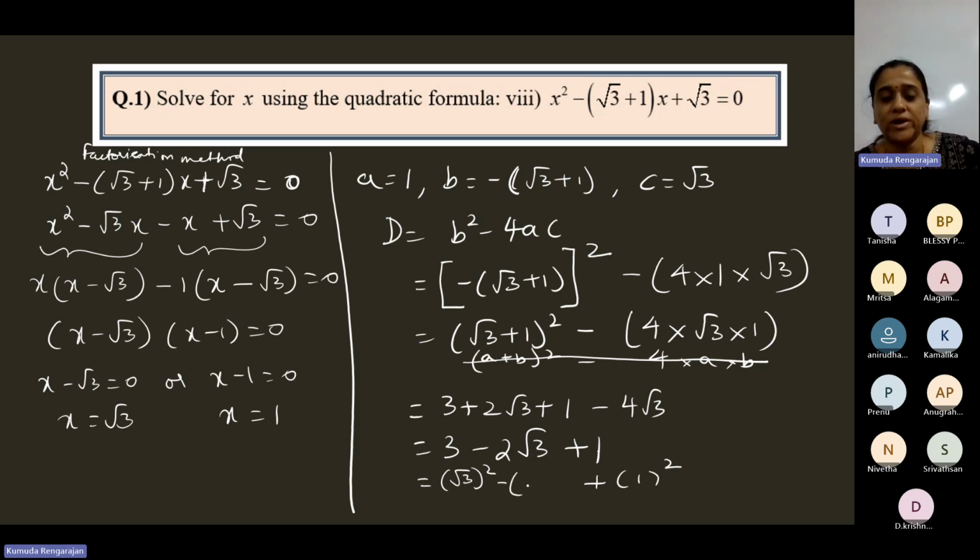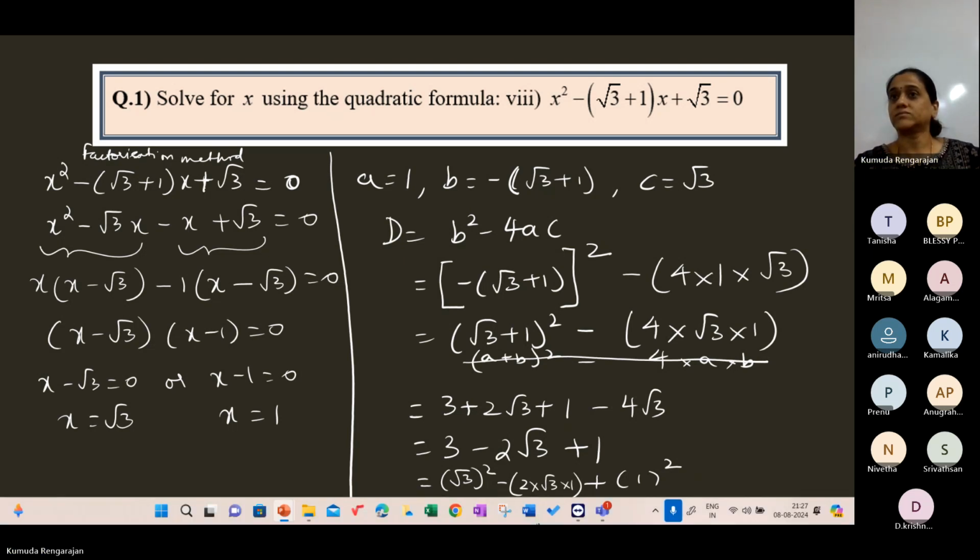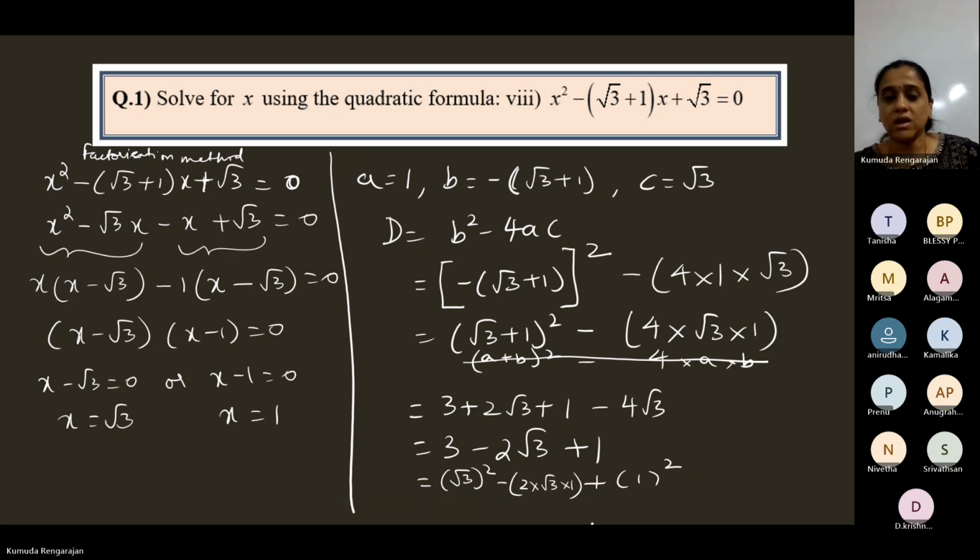So then minus 2 into a into b, 2 into root 3 into 1. 3 is root 3 the whole square, 1 is 1 the whole square. Then minus 2 into a into b, 2 into root 3 into 1. Now this is of the form a squared minus 2ab plus b squared, which is a minus b the whole square. So what you get using the identity, you can get without using the identity also. But you should not add 3 and 1 here. If you add, you will not be able to proceed.